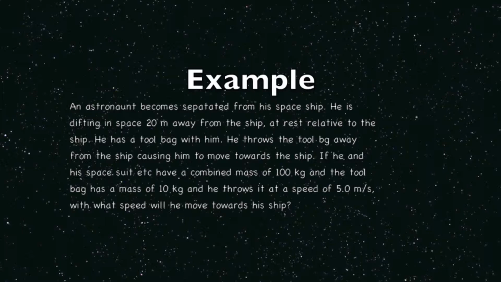So in this example, it states an astronaut becomes separated from his spaceship. He is drifting in space 20 meters away from the ship, at rest relative to the ship. He has a tool bag with him. He throws the tool bag away from the ship, causing him to move towards the ship. If he and his spacesuit have a combination mass of 100 kilograms and the tool bag has a mass of 10 kilograms, and he throws it at the speed of 5 meters per second, with what speed will he be moving towards the ship?